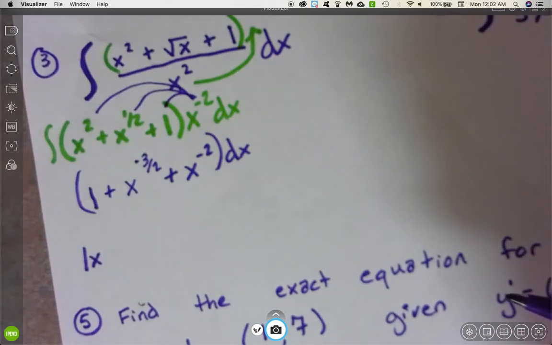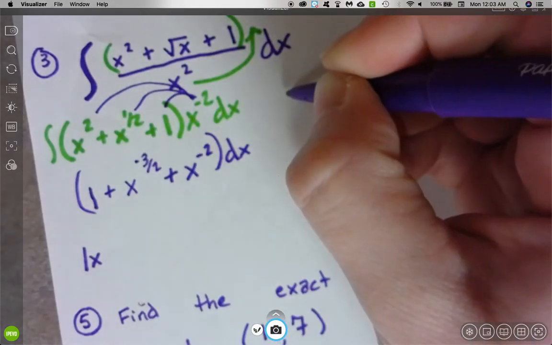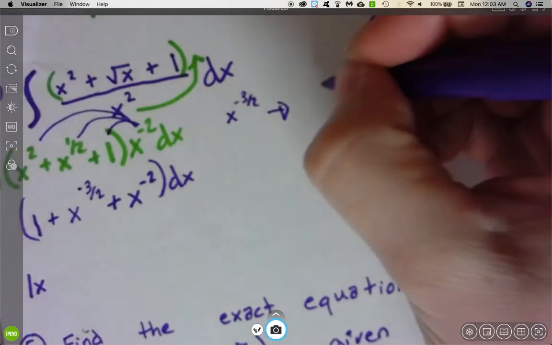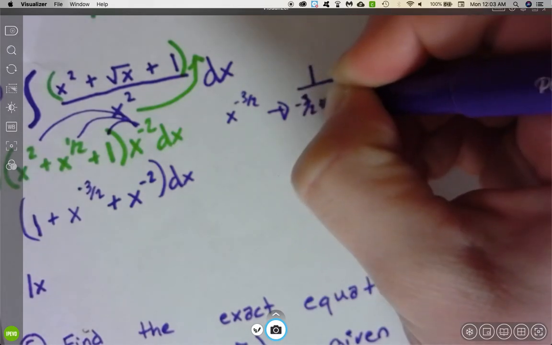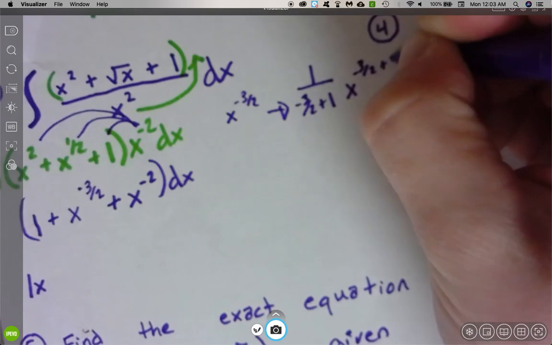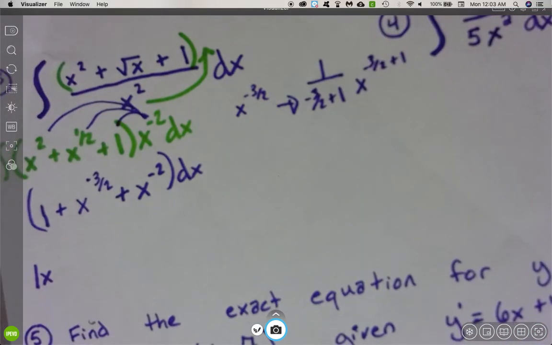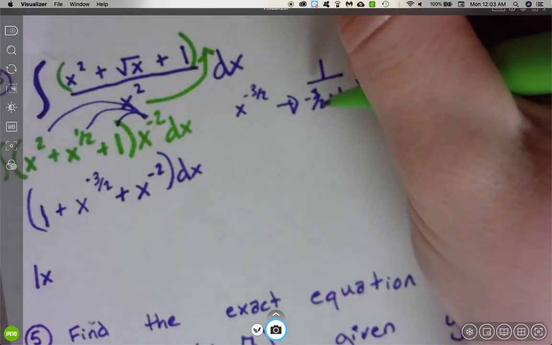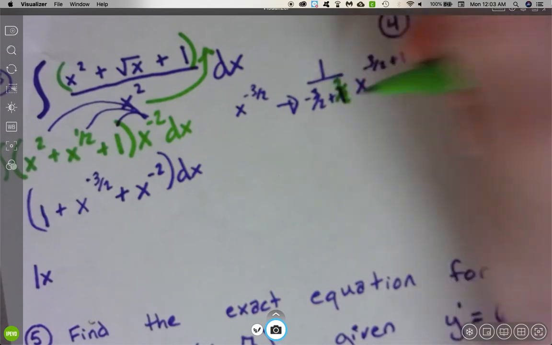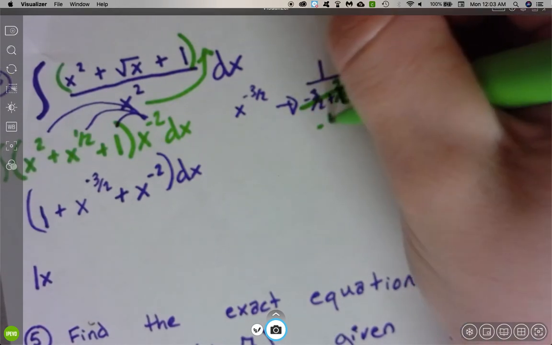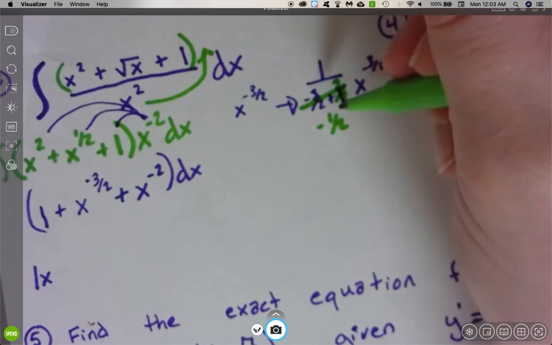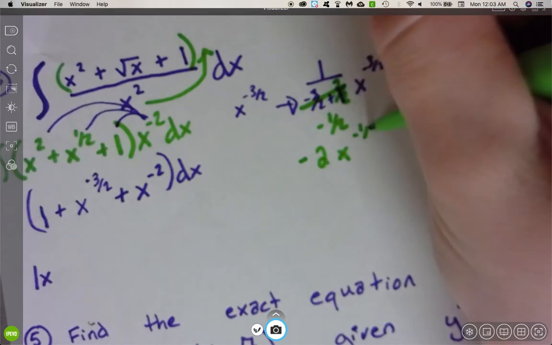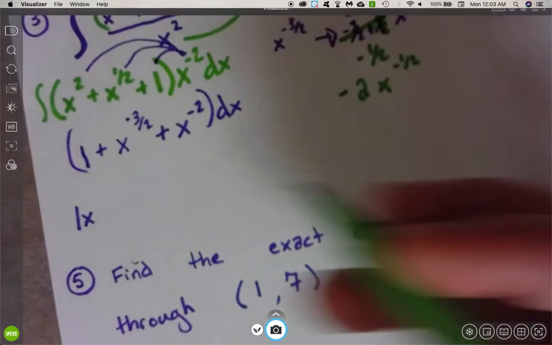The next piece, I'm going to do some scratch work up here. x to the negative 3/2. I would do 1 over negative 3/2 plus 1, x to the negative 3/2 plus 1. That's my formula, and then we just have to do some work simplifying. Negative 3/2 plus 1 is negative 3/2 plus 2/2, which is a negative 1/2 on the bottom. But 1 divided by negative 1/2 is going to be negative 2x to the negative 1/2. So that's what it will look like down here as my next term.